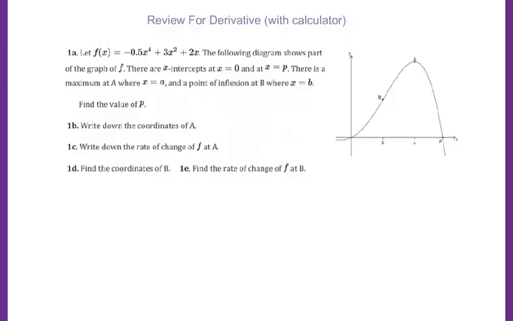This video is about review for derivative. Calculator allowed. 1a, let f(x) equal this. The following diagram shows part of a graph of f. There are x-intercepts at x equals 0 and x equals p. There is a maximum at A where x equals a, and a point of inflection at B where x equals b.